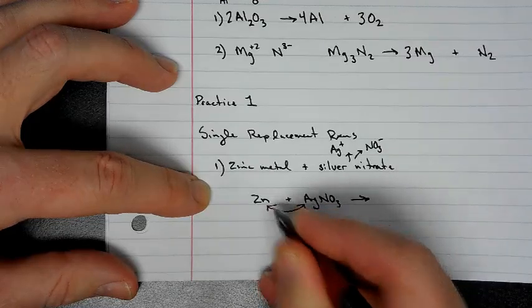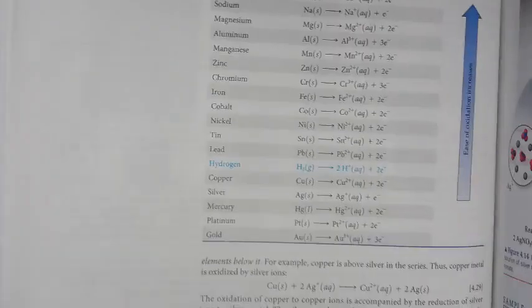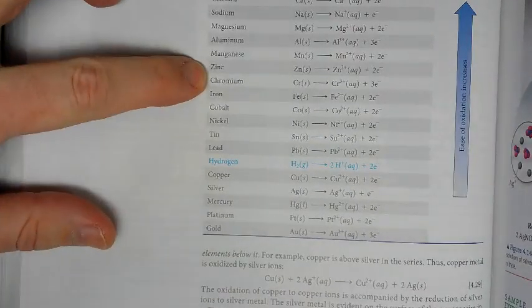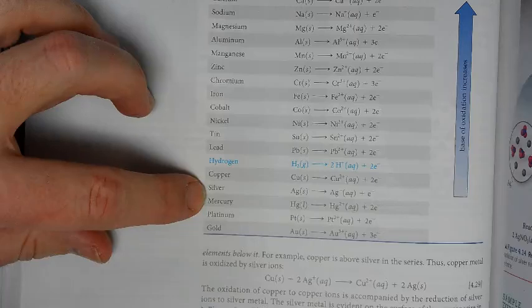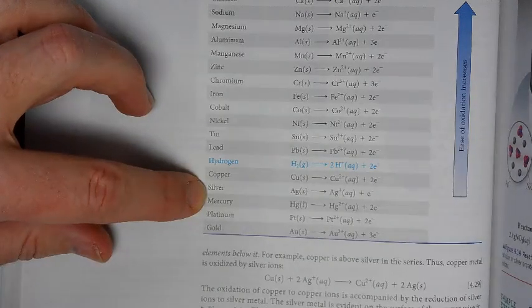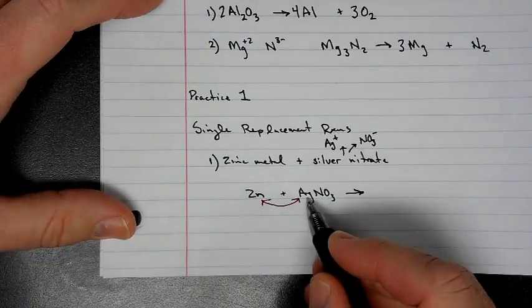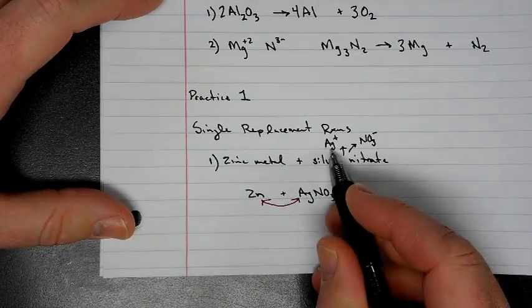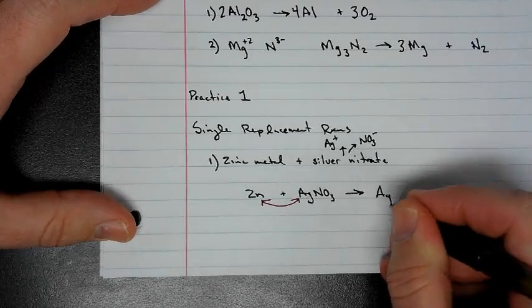Now, what I want to do is I want to check the activity series and see if these 2 metals will switch places. So I find zinc, and I look for silver. Since zinc is above silver on the activity series, a reaction will take place. When the reaction takes place, the silver, which has a +1 charge right now, will be kicked out as the metal. Basically, you're just swapping places.